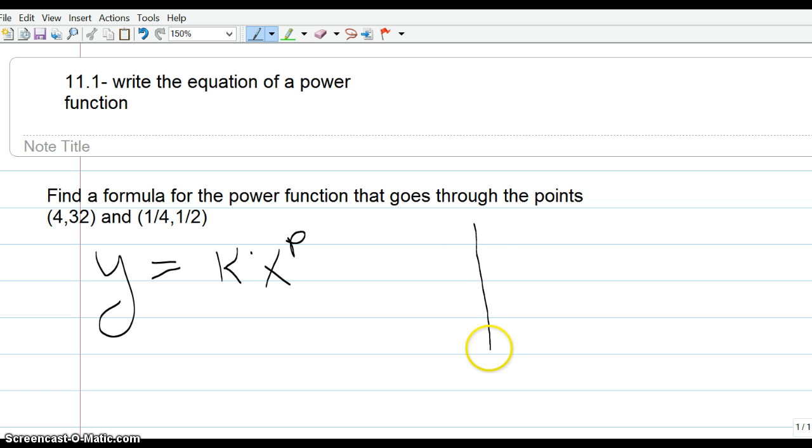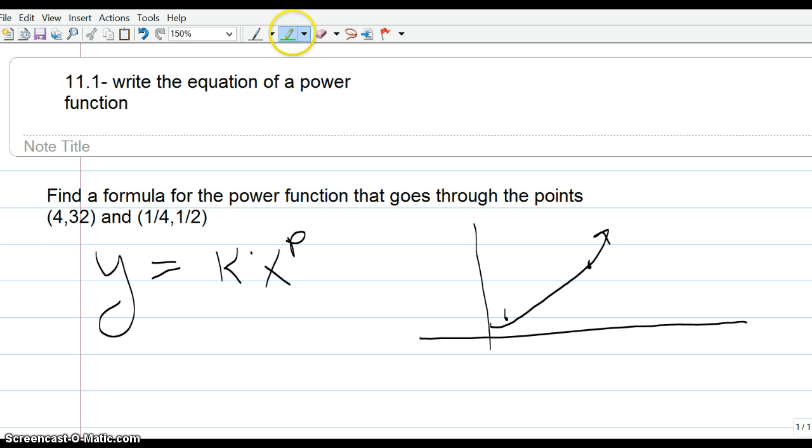If I quickly sketch these points, I might be able to have some idea what's going on. Here's (4, 32), here's (1/4, 1/2). So the function has to go in some sort of a pattern like that. I'm not sure what's happening to the left of the y-axis, or if it turns around or anything like that, but certainly I can see as x gets bigger, y gets bigger. So I would want to make sure when I error check that my function makes sense.